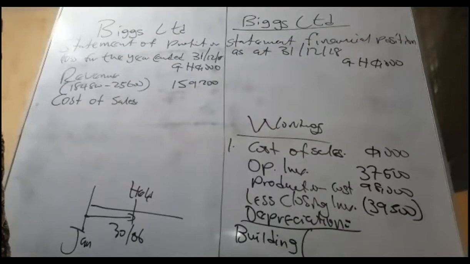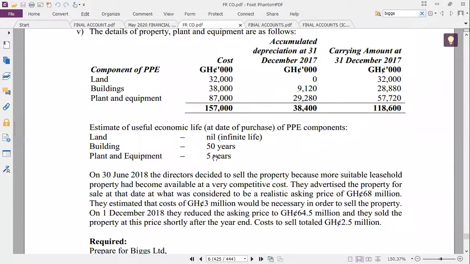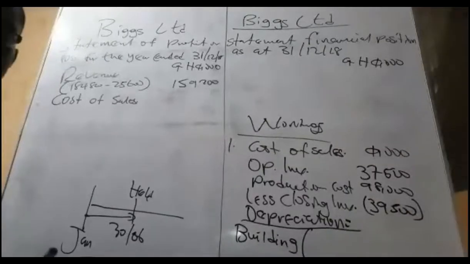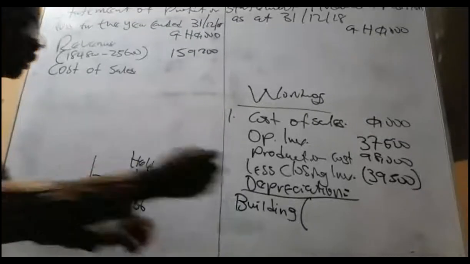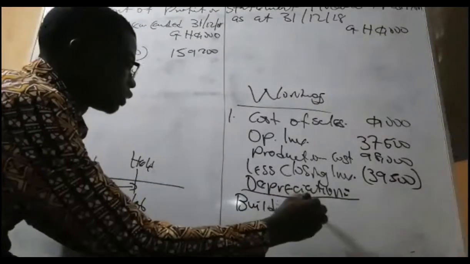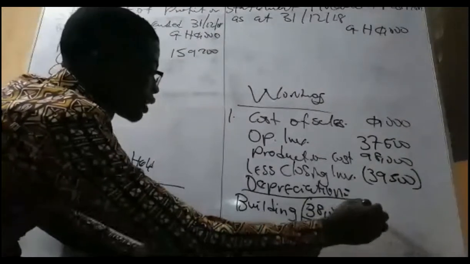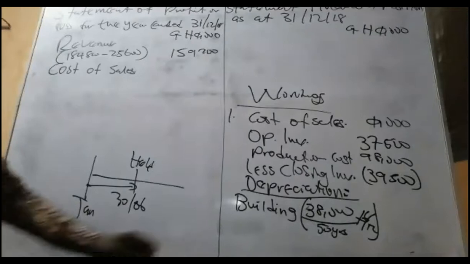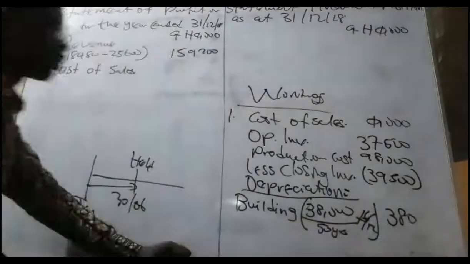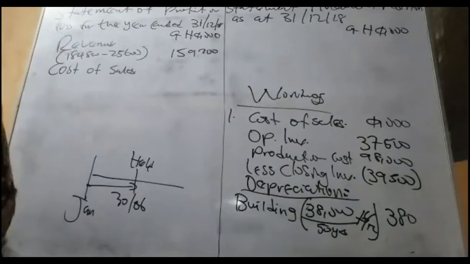So what's the cost of the building? And what's the original depreciation life? The cost of the building was given to us as a breakdown. Cost of the building is 38,000, and then it originally lasts for 50 years, right? It was a 6 month depreciation. So let me write this down. It will be 38,000 divided by 50 years times 6 out of 12. That'll give us 380, right? So that's the depreciation of the building before they classified it for sale. Good.